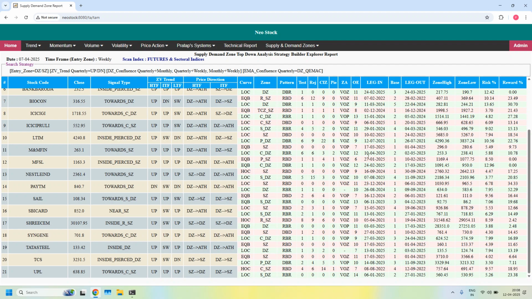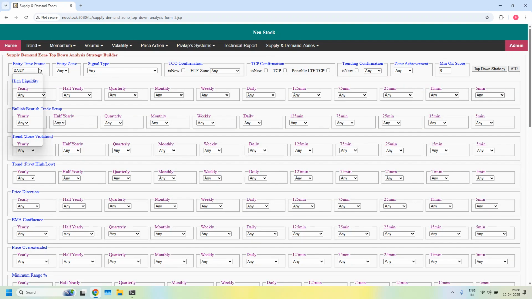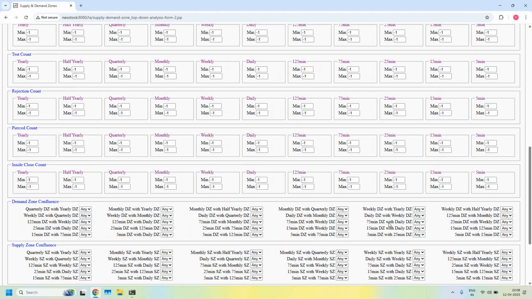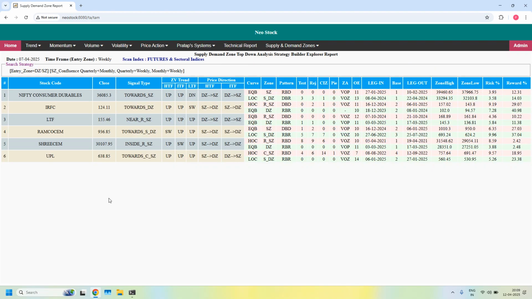Next we will look into supply zone confluence on weekly time frame, entry time frame. Weekly, monthly and quarterly supply zone confluence. Let us set up those filters. So weekly supply zone with monthly supply zone confluence filter enabled. Weekly with quarterly filter is also enabled. And monthly supply zone with quarterly supply zone filter also enabled. With all the 3 filters, we got 6 stocks. In these 6 stocks, a weekly supply zone overlapped with the monthly, both together again overlapped with quarterly.